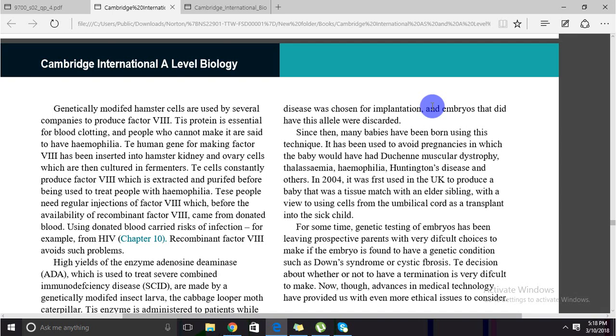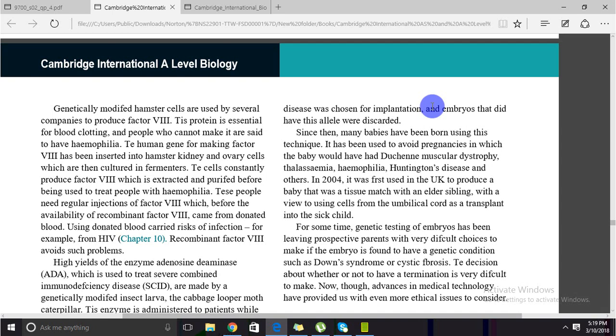For some time, genetic testing of embryos has been leaving prospective parents with a very difficult choice to make if the embryo is found to have a genetic condition such as Down syndrome or cystic fibrosis. Determining whether or not to have a termination is very difficult. There is therapeutic abortion, and we are talking about a woman who is already pregnant, and genetic testing has shown that the child might have Down syndrome or cystic fibrosis, so she has to make a decision whether or not to have a termination. The parents face a difficult decision, basically.